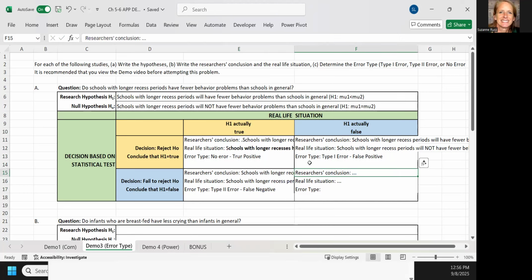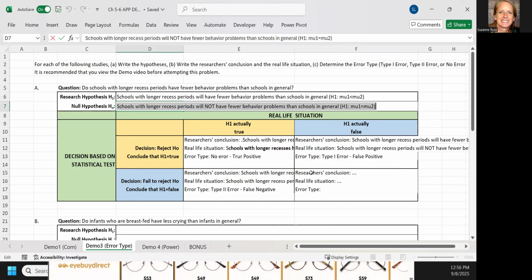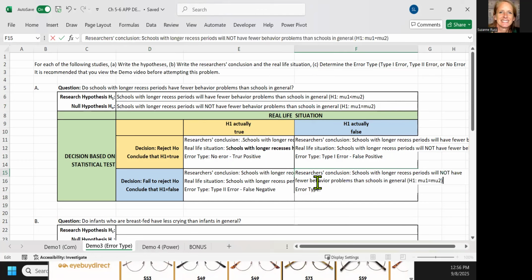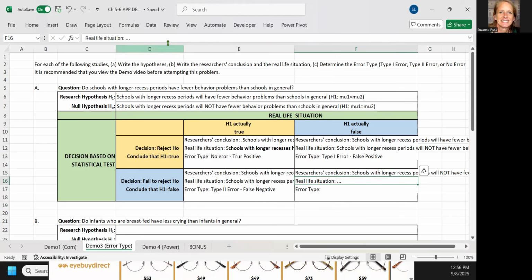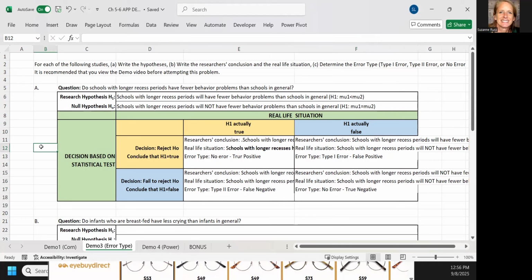And in this last situation, we have discovered that in real life, the null hypothesis is true, and in this situation, that's the conclusion the researchers drew. So in this case, we copy this null hypothesis for the researcher's conclusion, and we copy the null hypothesis for the real life situation, and we discover that the error type is no error, and it is a true negative. So this is how these types of problems are done. I don't think you need a demo of more of these. Hopefully that's enough and is helpful to you.